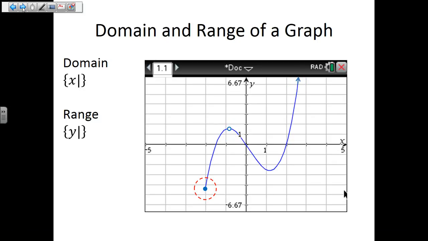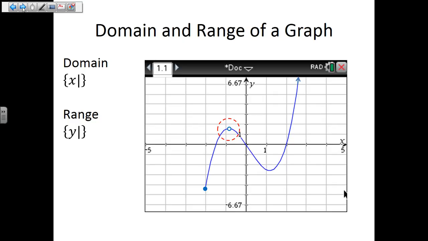The first one, this dot at the left end of the graph, is a closed dot. That's very important when we're talking about our domain and range. That means that we include that point. That point is absolutely part of our function. We have a hole here. That means that there's no value defined here. There's actually a hole in the graph.